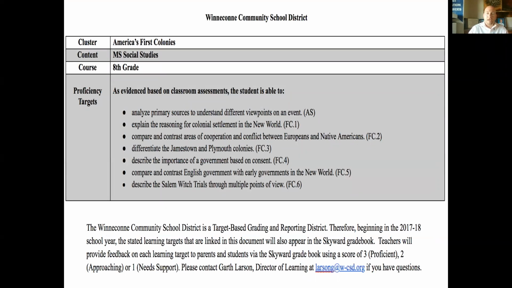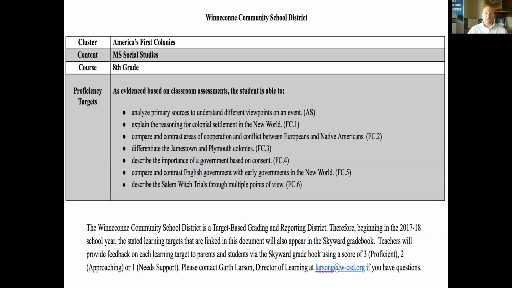And again, I want to emphasize, when we look at this, the target, so if you're looking at explain the reasoning for colonial settlement in the New World, FC.1, that target is going to be assessed and going to get a proficiency value. In a previous, more traditional model, you would get a score on America's First Colonies for the whole overall assessment. That doesn't occur in a target-based system.